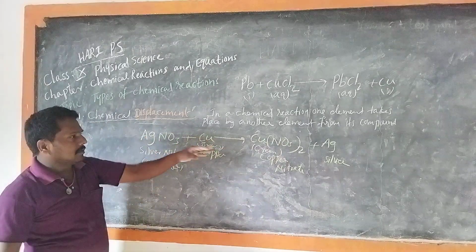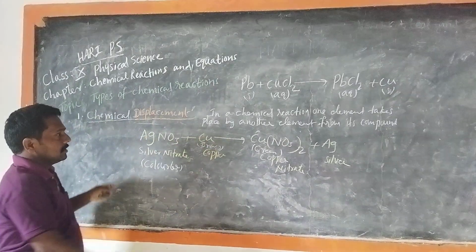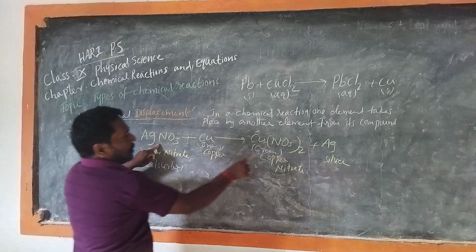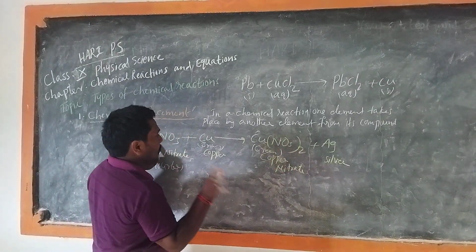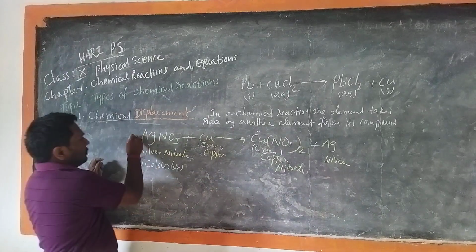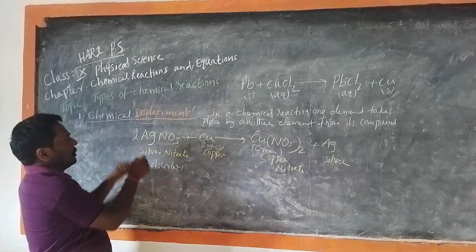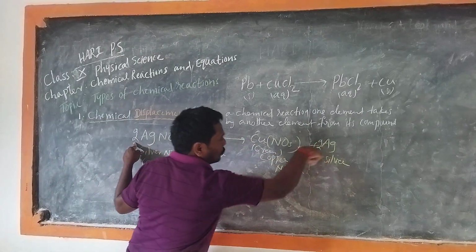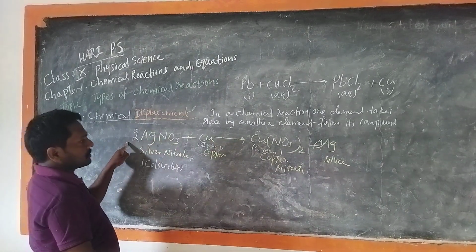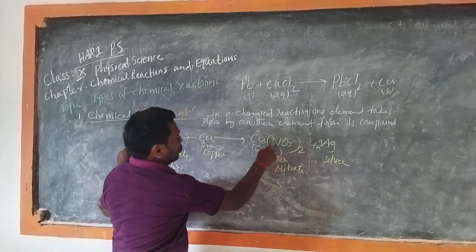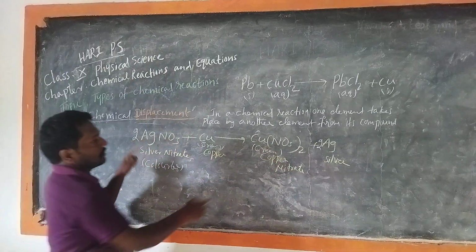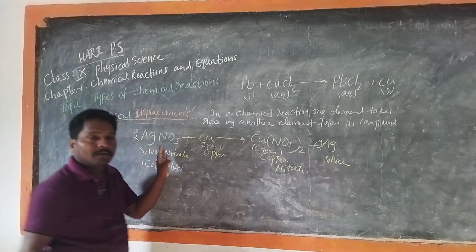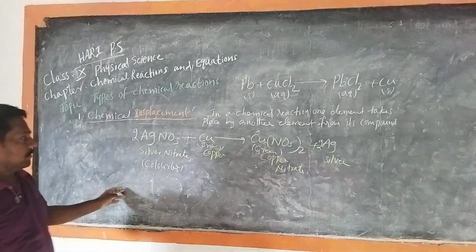Observe whether this is a balanced chemical equation or not. There is only one nitrogen here, but two nitrogens on the other side, so it is not balanced. To balance that, write this. Now there are two silver on one side, but on the reactant side only one silver, so write two silver nitrate, which gives two nitrogens. 3 times 2 is 6 oxygens. One copper and one copper. So this is the balanced chemical equation.